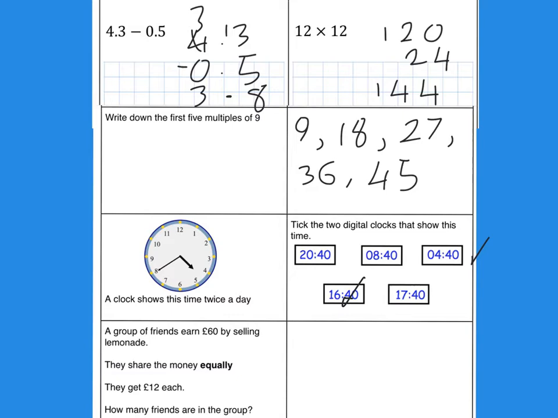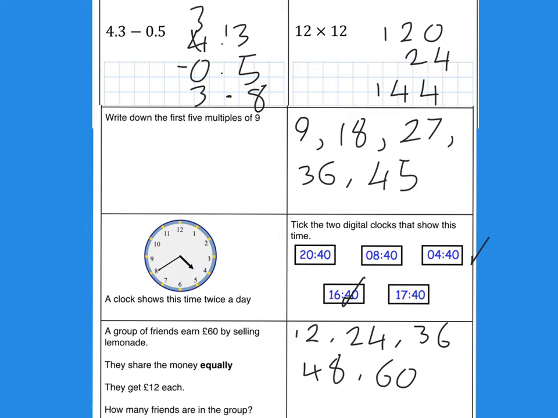Okay, so there may be a number of different strategies that people use to answer this question. So it's £60 and they get £12 each. You may have completed it in a similar method to this. So 12, 24, 36, 48 and 60, which means there are 1, 2, 3, 4, 5 people. You may have used a different strategy, but altogether there are 5 friends in the group and they all get £12 each.